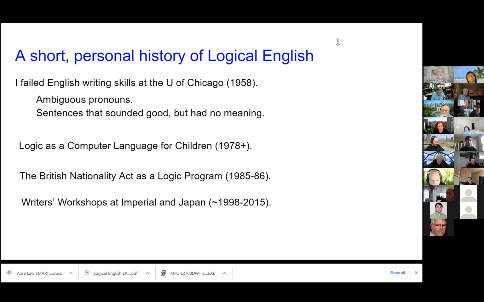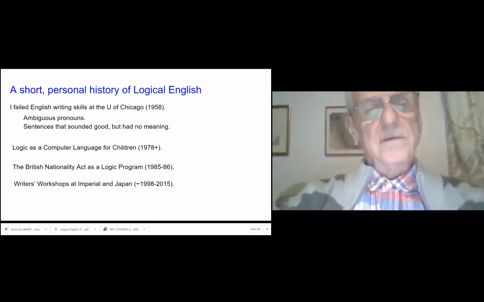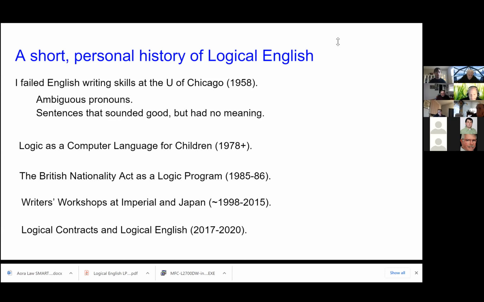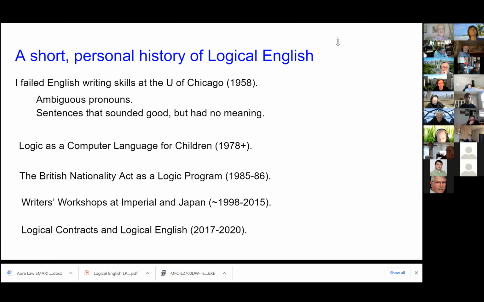Before I left Imperial College, I started a series of writers' workshops for PhD students, and these focused on PhD abstracts, dissertation abstracts. We discussed how to improve those abstracts by making their meaning more clear using such devices as parallel syntax for parallel ideas, old information before new information, and generally using logical concepts at a practical level. Very recently, I became aware of work on smart contracts and saw that the languages being used for smart contracts are very low level, either imperative languages or functional languages, and very remote from the languages that people use in writing legal documents. And that inspired our work on logical contracts and Logical English.